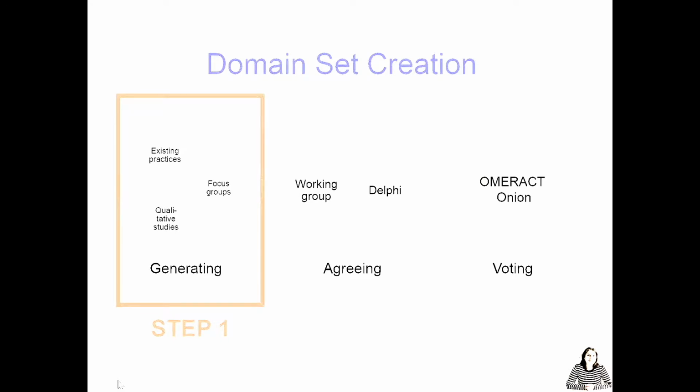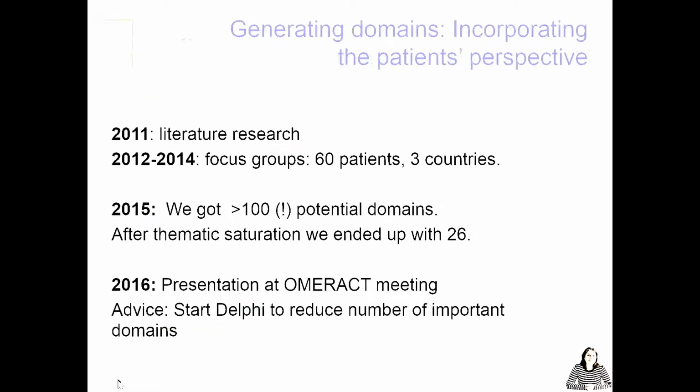Okay, so let's take a look at the work we've been doing. Step 1 in the process, domain set creation. This is how we did it. We started by doing some literature research, and we found that none of the existing patient-reported outcomes for myositis had been developed following currently recommended methodology outlined by OMERACT. The only instrument that did ask patients for input, the myositis activity profile, was looked into as well, but we concluded that it required additional content validation to ensure it accurately reflected the patient experience of the disease.